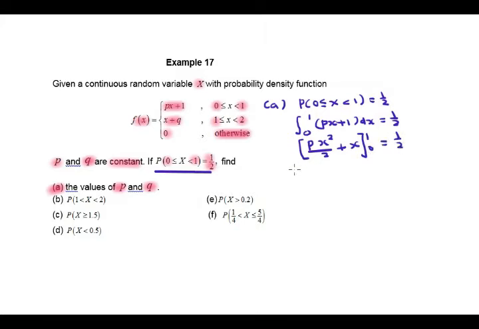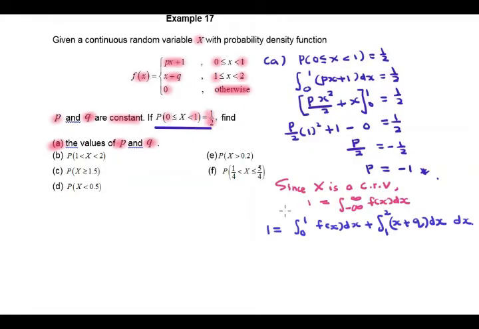Substitute the boundaries. P over 2 times 1 squared plus 1 minus 0 is equal to half. Half minus 1 is equal to negative half on the right hand side. P over 2, therefore P is equal to negative 1.